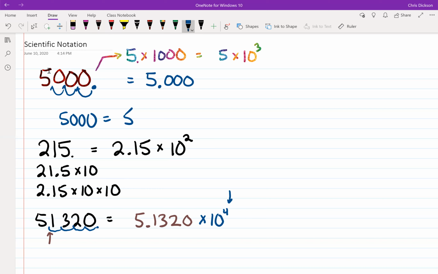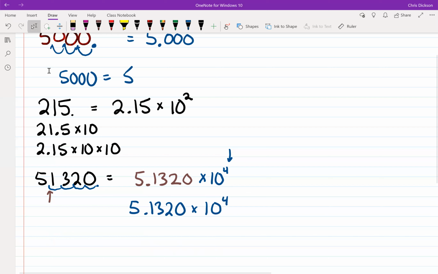Now, one thing you could do is check this on your calculator to see if you're right. So let's see if this works here. Let's take 5.1320 and multiply it by 10 to the 4. Once again, you could type it in literally like that, using the multiplication sign. But why don't you try this? See what happens on your calculator. I'm just going to do this on mine.